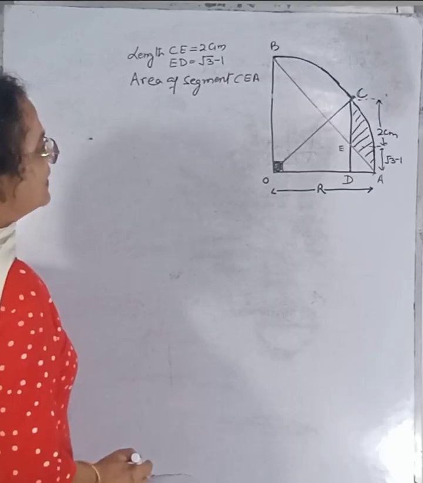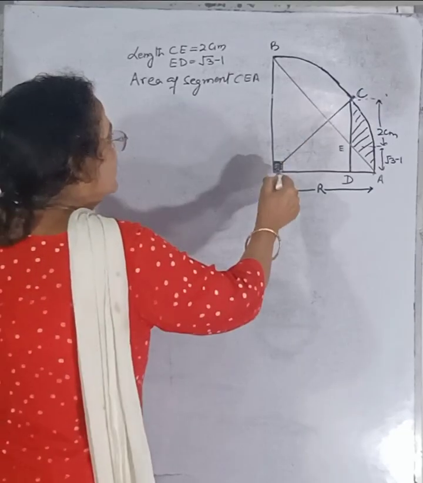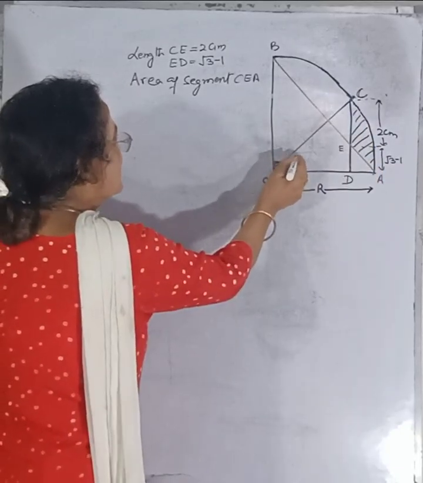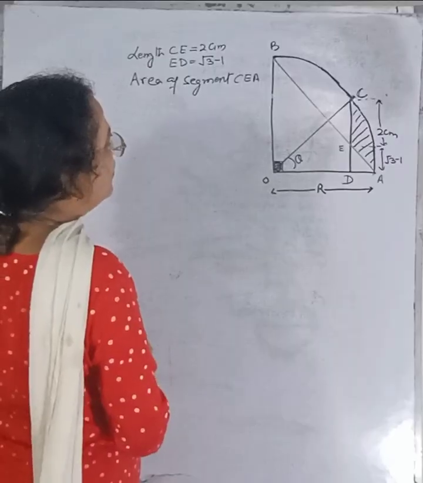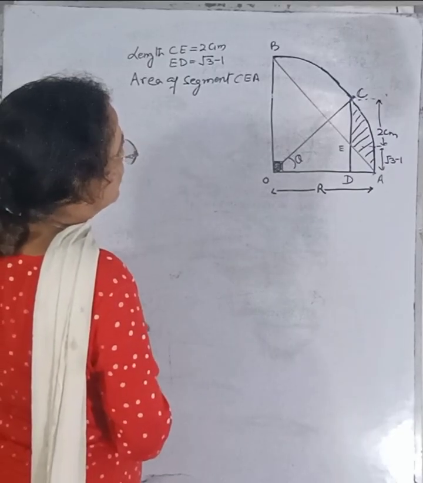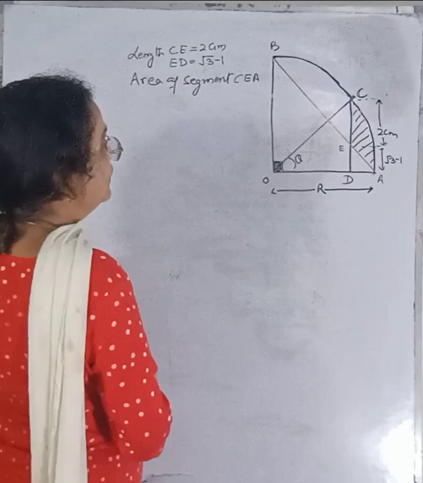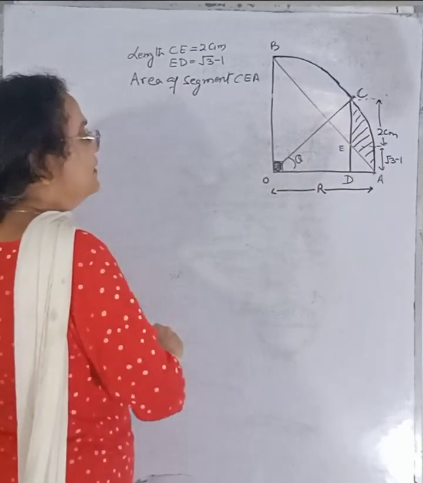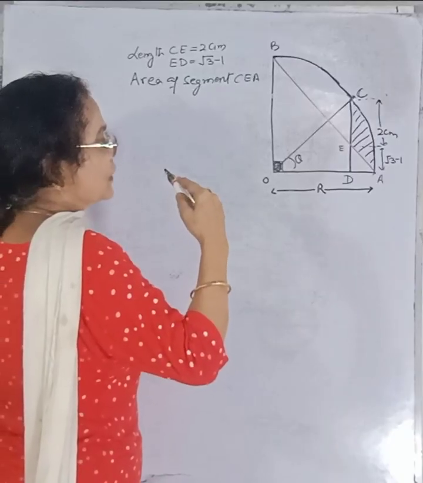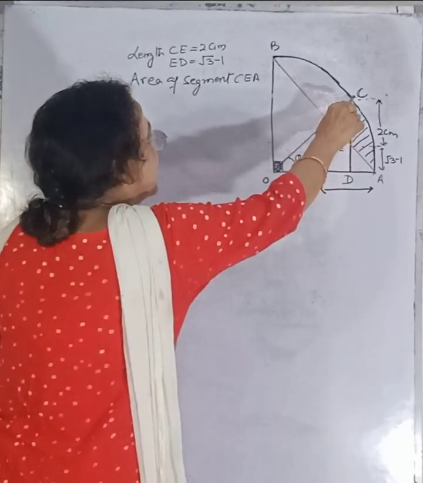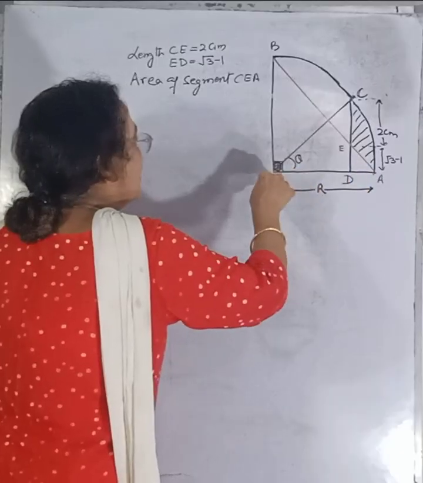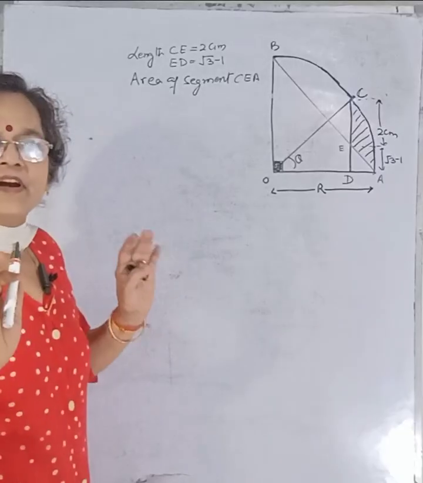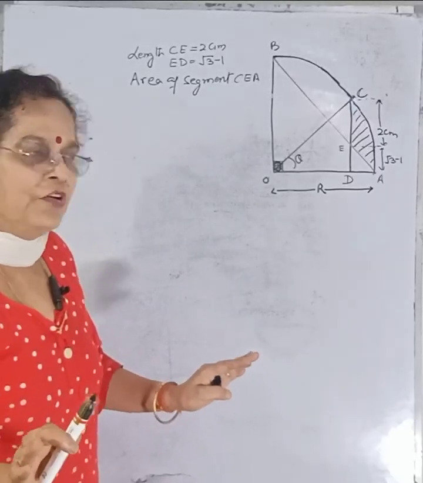It can be done. If we look at this, this is the sector OCA, with, suppose, this angle theta. Somehow if we can calculate the area of this sector OCA, and then subtract the area of the triangles CDO and DEA, our aim will be fulfilled.